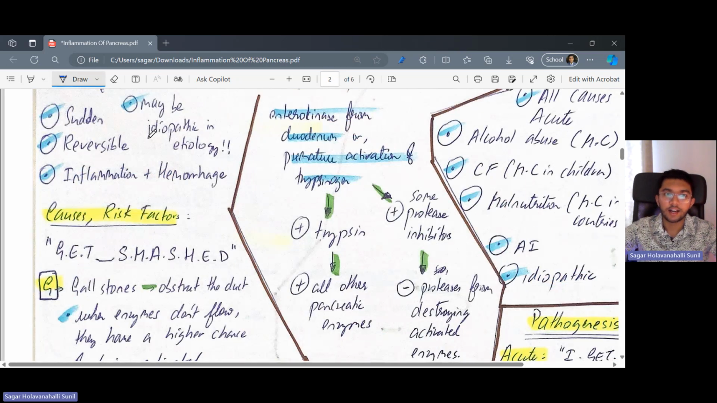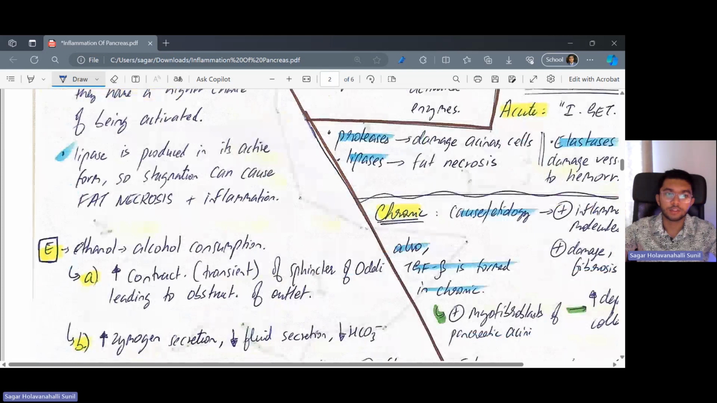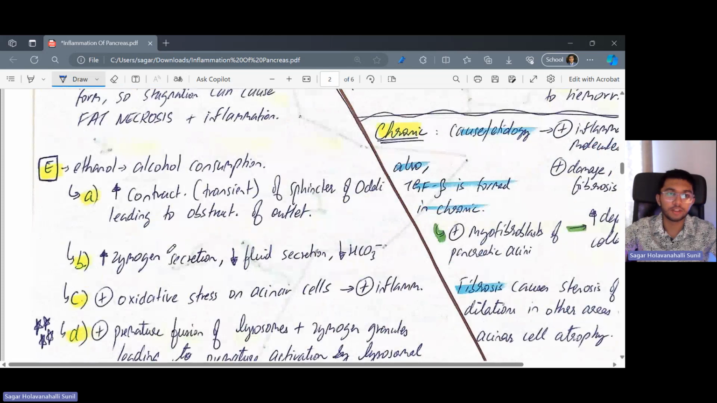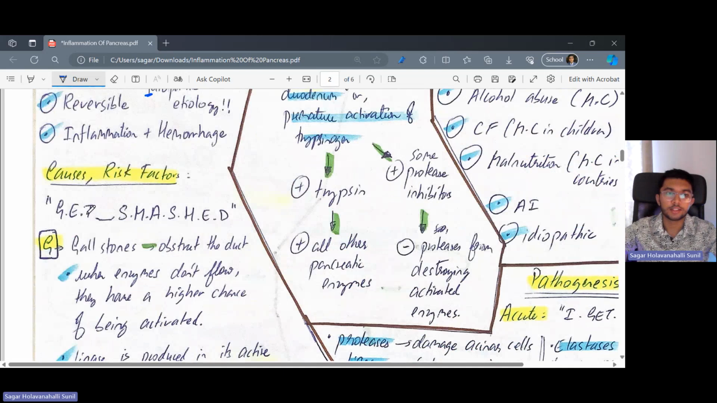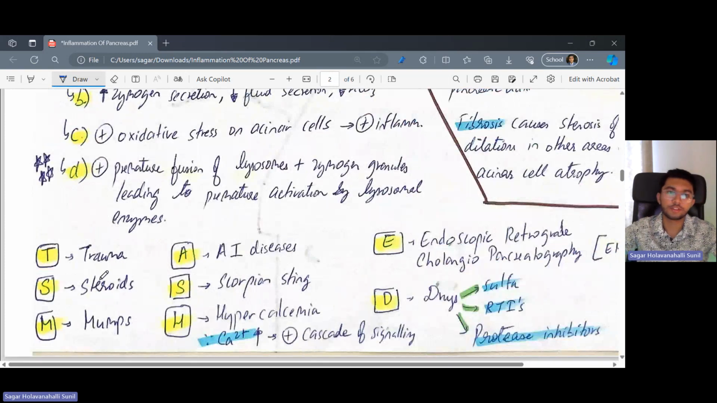It's technically "I get smashed", where I stands for idiopathic. G stands for gallstones, E stands for ethanol, which is nothing but alcohol consumption. And then T stands for trauma. S stands for two things. Number one is a scorpion sting, and the other S is for steroids. The use of steroids can predispose the patient to acute pancreatitis. M is for mumps. A stands for autoimmune diseases. S, as I told you, already stands for scorpion sting.